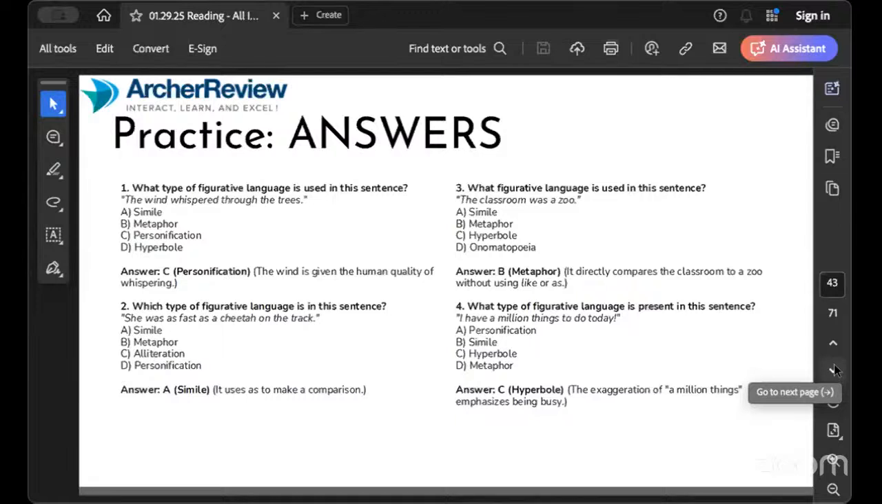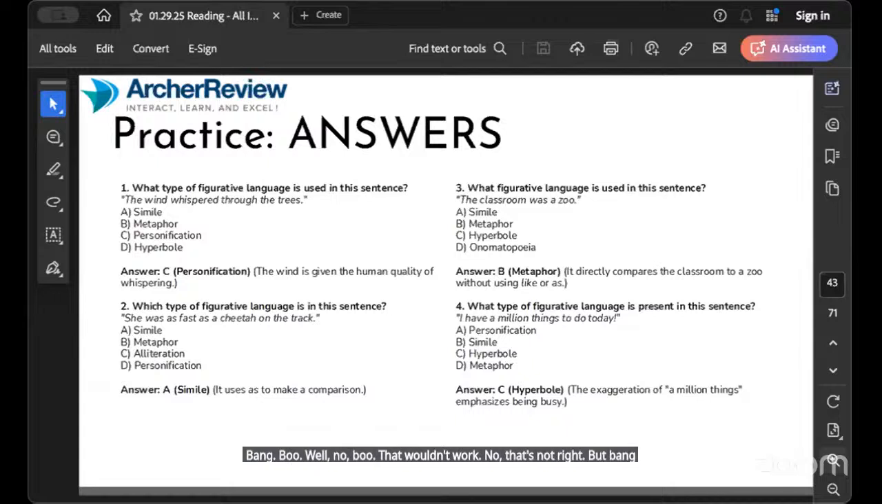Yep. Onomatopoeia would be like ouch, bam, pow, bang, boo. Well, no, boo, that wouldn't work. No, that's not right. But bang, if something makes a bang, that's what it does. It sounds bang.